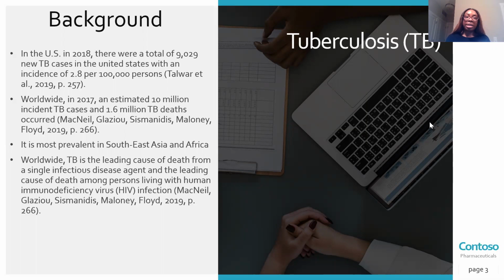So worldwide in 2017, an estimated 10 million incident TB cases and 1.6 million TB deaths occurred. So TB in general is more prevalent in Southeast Asia and in Africa. Worldwide, TB is the leading cause of death from a single infectious disease agent and the leading cause of death among persons living with HIV. So tuberculosis, even if it's now well controlled in the US, worldwide it is still a problem.